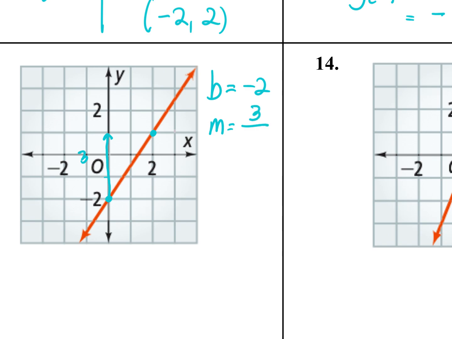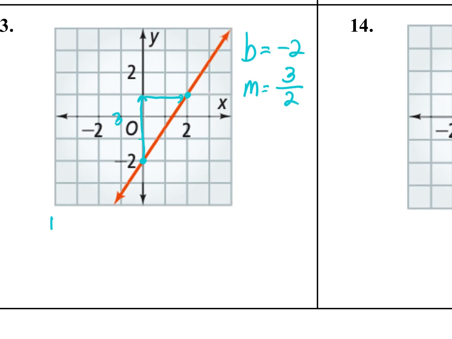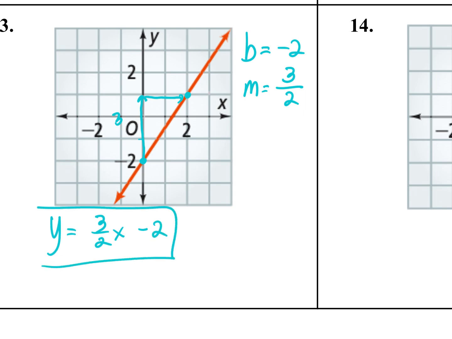So it's going to give me 3 units up. And how many units to the left? 1 and 2. It's going to give me 2 units to the right. So since the line is going up, it means that the slope is positive. So let's put our equation together. The equation here will be y is equal to 3 over 2x minus 2.